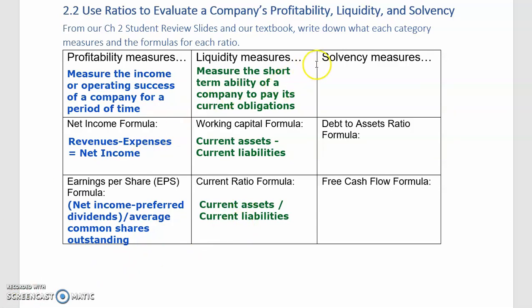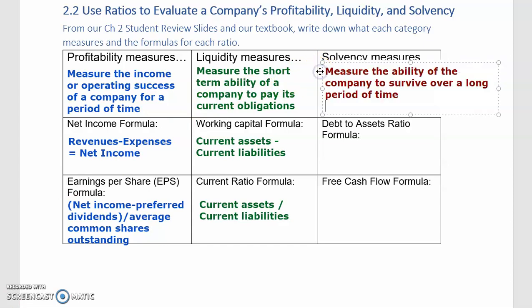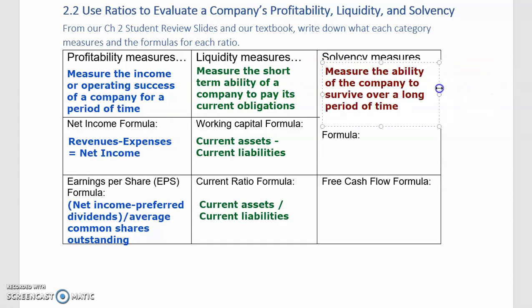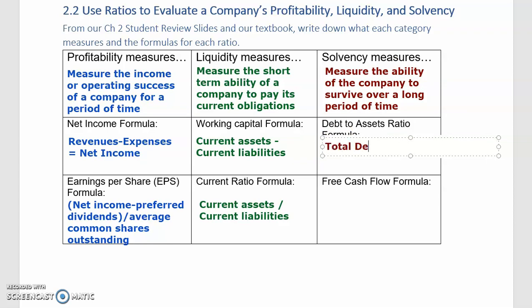Another category of ratios that we have are solvency ratios. And solvency ratios measure the ability of a company to survive over a long period of time. So for solvency, we look at our total debt and we divide that by our total assets. And companies want to have less debt in proportion to their total assets. So for this particular ratio, a lower number is better.